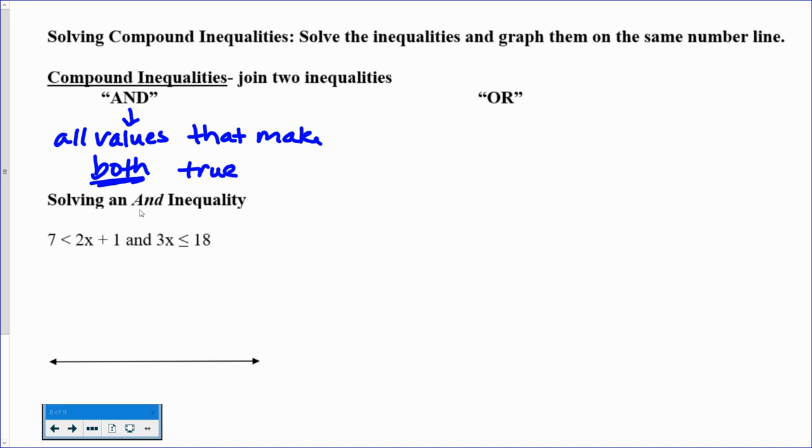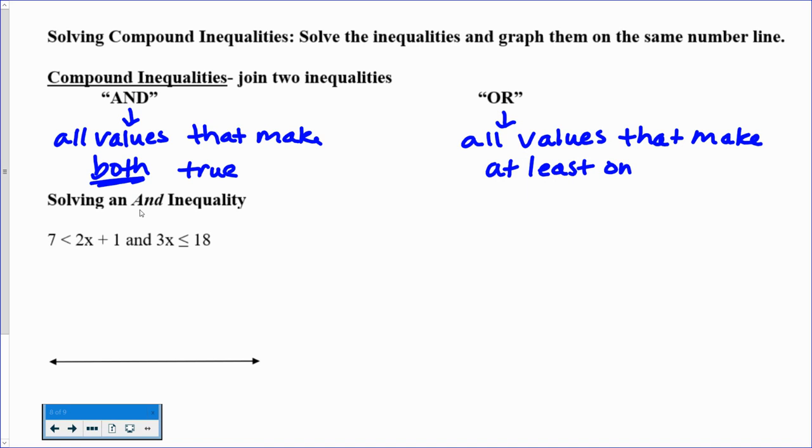Okay, the or would mean all the values that make at least one true. And when I say one, I mean one inequality that we're given. Okay, so we'll look at both an and example and an or example. So this is and because it says and. Okay, you just go ahead and solve each inequality separately.